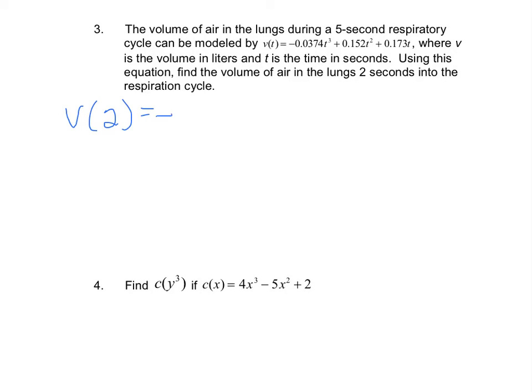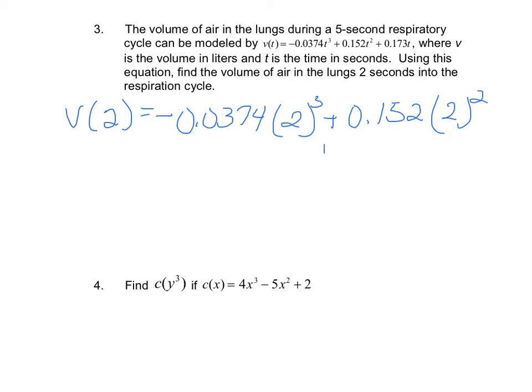Okay, so negative 0.0374 times 2 cubed plus 0.152 times 2 squared plus 0.173 times 2. All right, take a minute, put it in your calculator, let's see what you got. Hopefully you ended up with, I ended up with 0.6548. Any questions on that?